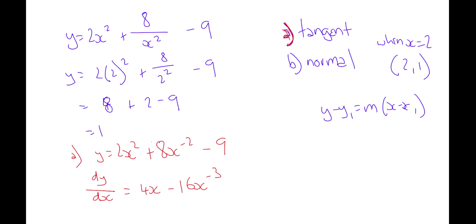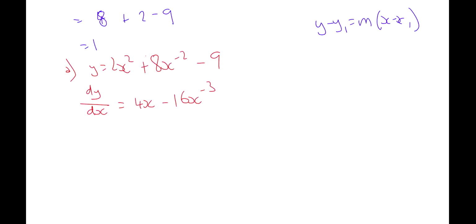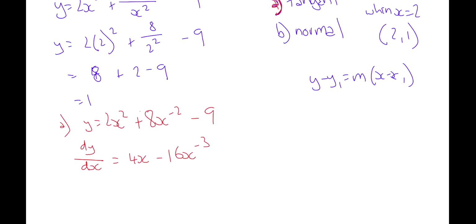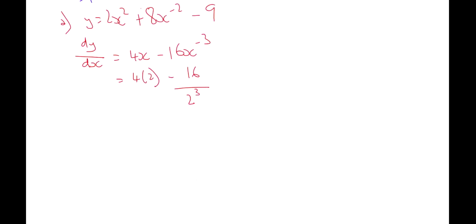Now, what do I do? If I need to find my gradient, what would I do with this? Replace x with what? Good. I want to know the gradient at this point, so I'm going to make x equal 2. I'm going to rewrite this as I do it. So I've got 4 times 2 minus 16 over 2 cubed, because this belongs on the bottom. So then we have 8 minus, 16 divided by 8, which is 2. So the gradient is 6.